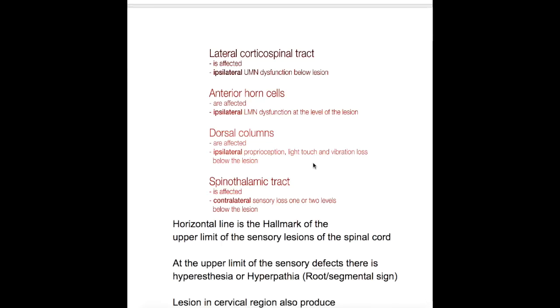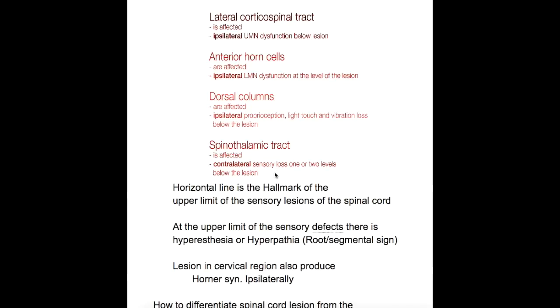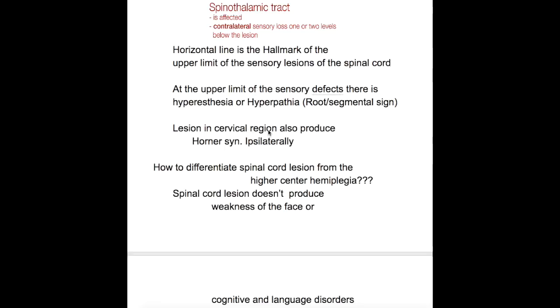Proprioception, light touch, and vibration. Whereas the spinothalamic tract damage will produce contralateral sensory loss, one or two levels below the lesion. So the anterior horn cell defect is the only one which produces a defect at the level of the lesion, whereas the lateral corticospinal tract, the dorsal column, and the spinothalamic damage produce a defect below the level of the lesion. A lesion of the cervical region also produces Horner syndrome ipsilaterally.